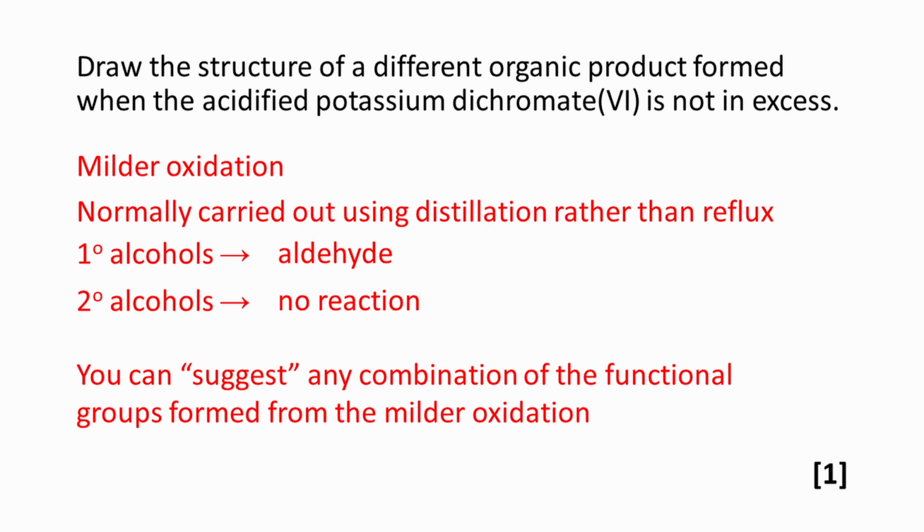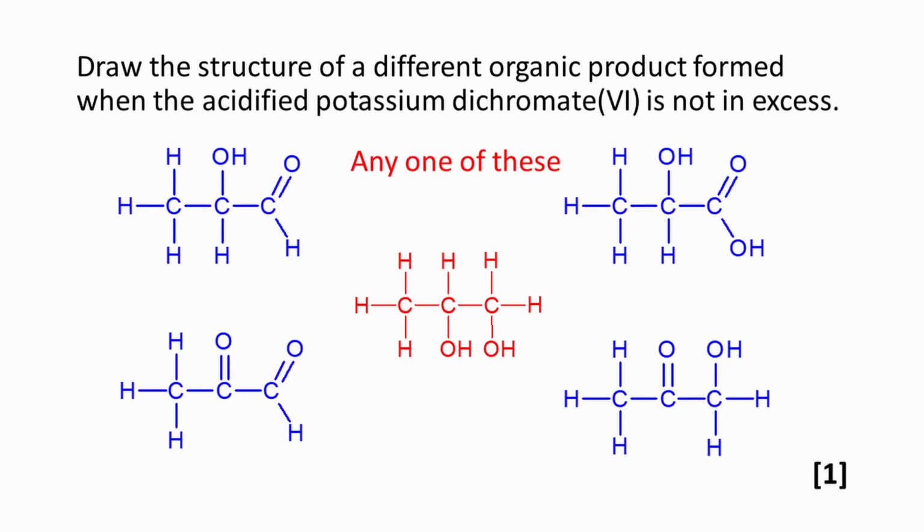If we want a milder oxidation reaction to occur, we would normally carry this out using a distillation rather than reflux. Primary alcohols can form aldehydes under these conditions, and secondary alcohols might not react at all. To address this part of the question, we can suggest any combination of the functional groups formed from the milder oxidation. Any one of the four structures shown in blue is an acceptable answer.